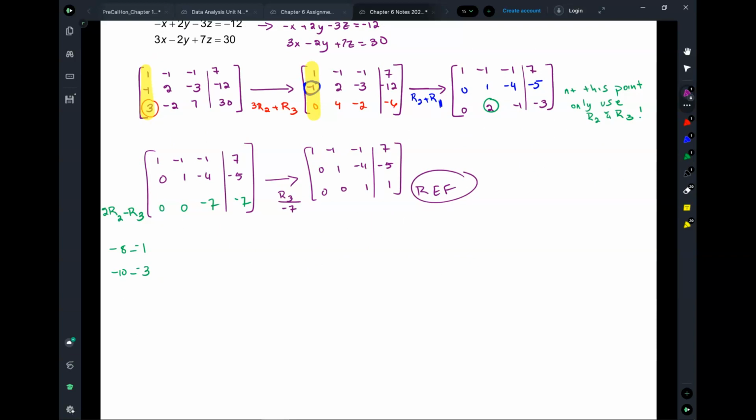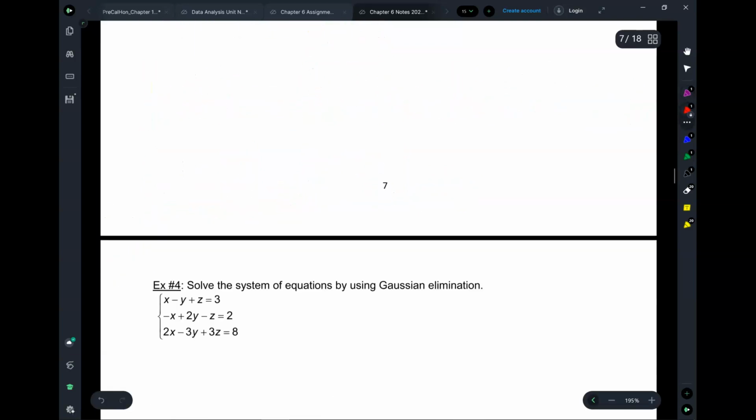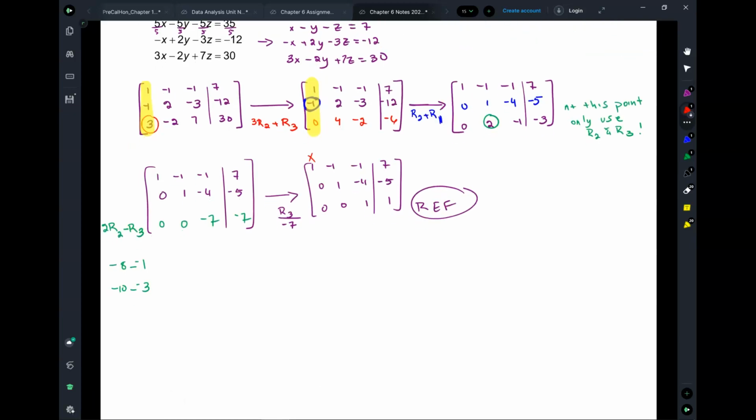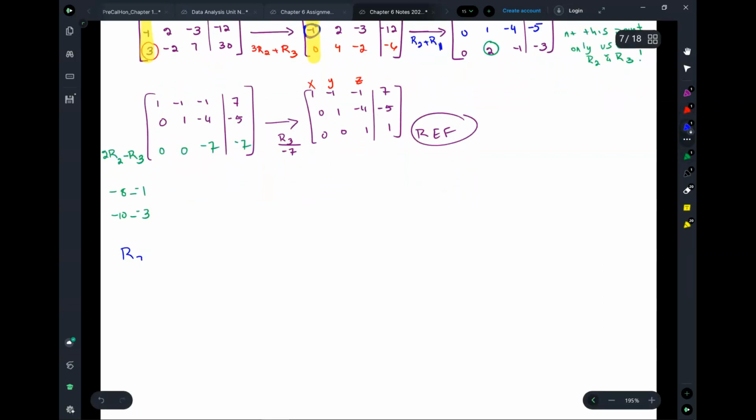Let me quickly solve this because we're running out of time. So take a look at what we have here. This is the X group, the Y group, and the Z group. Okay? So, for each one of these, take the first row. 1x minus 1y minus 1z equals 7. This last one, 0x, 0y, 1z equals 1. So from row 3, I have z equals 1.